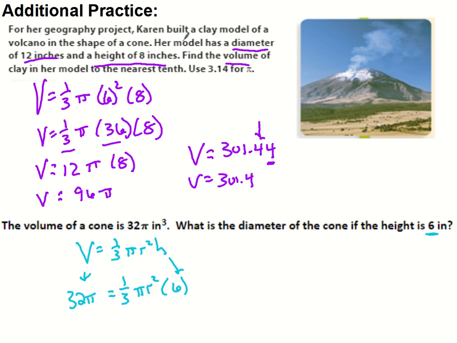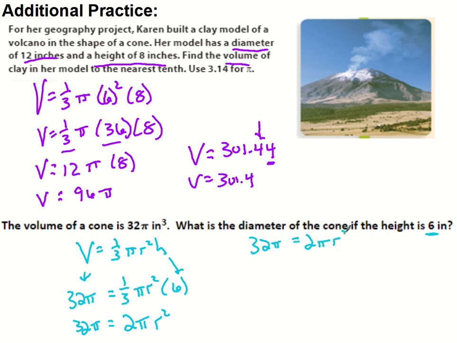Well, what I can do first is let's get rid of this 1/3, because I can do 1/3 times 6. I can simplify this right-hand side as much as possible. So 1/3 times 6 is 2, because 6 divided by 3 is 2. That's going to give me 2 pi r squared equals 32 pi. I'm going to rewrite this up here just so I have more space.